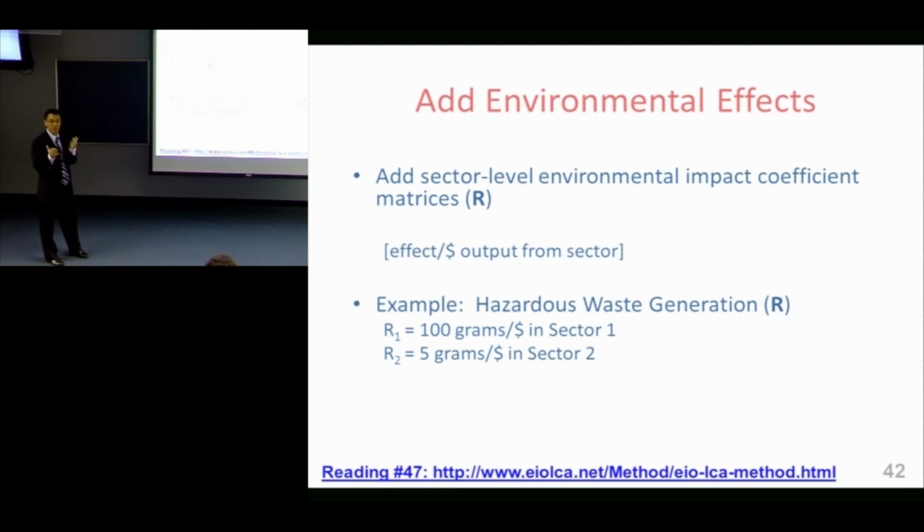So if we know the monetary flows, we can multiply with the R matrix and figure out the total generation of hazardous waste. And it doesn't just have to be hazardous waste. It could be global warming potential. It could be energy consumption, anything you want, as long as you have the data.